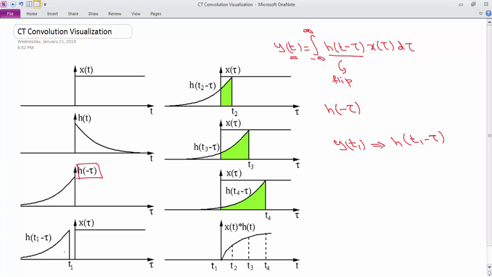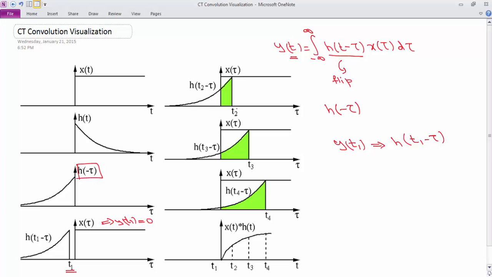So one example is if I am computing y of t1 for some negative value, if I'm computing t1 for less than 0, then this is what the shifted version will look like, and then you multiply the two signals. Of course, for the multiplication of this, there is no overlap, so you get 0, and then you compute the integration. So in this case, y of t1 will be equal to 0, because there is no overlap. When you multiply the two, you will get all 0, and the integration will be 0.